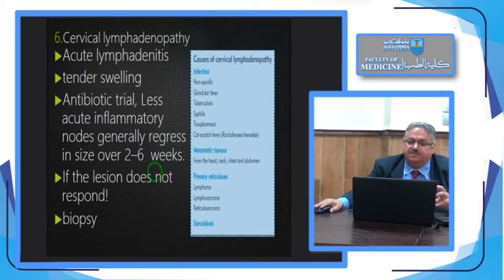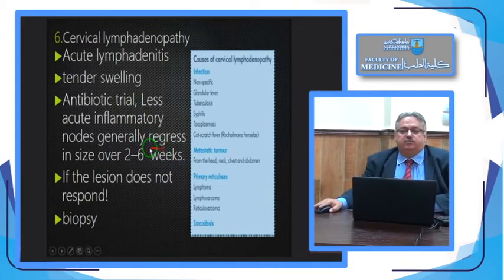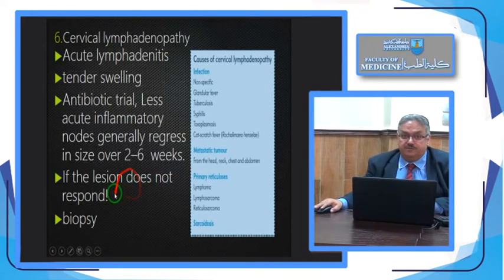The benign cervical lymphadenopathy, most important one is acute lymphadenitis. It's a tender swelling, and you need to provide all patients with an antibiotic trial if it is tender. Less acute inflammatory nodes generally regress in 2 to 6 weeks. If the lesion does not respond in 2 weeks, you need to consider biopsy.